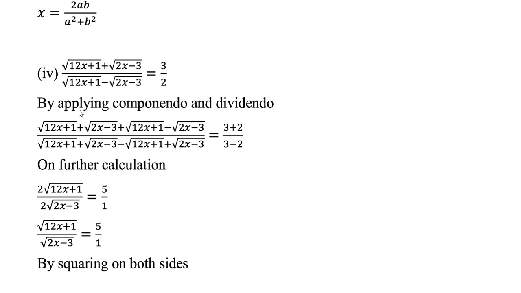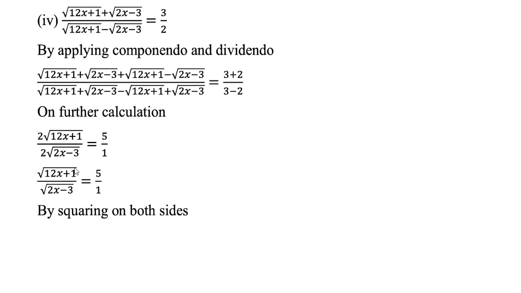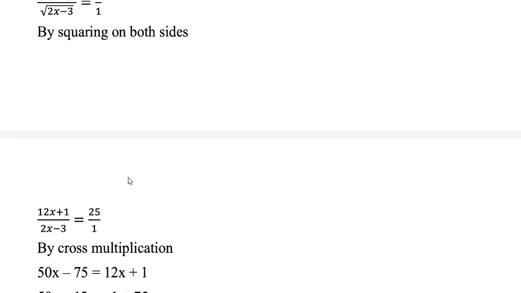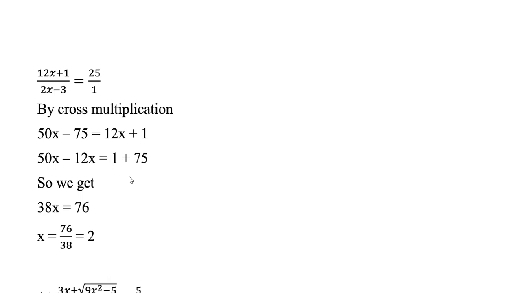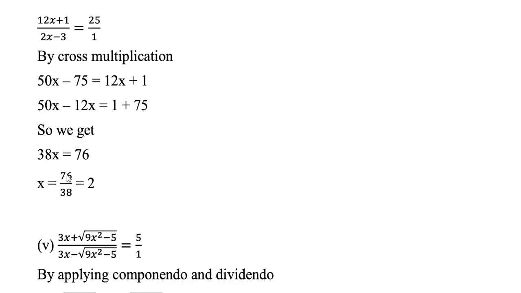Come to problem number 4, that is, this one is equal to 3 by 2. Again apply that componendo and dividendo process. On further calculation, you will get this one equal to 5 by 1. As roots are there on both sides, we have to square both sides so that the roots will automatically vanish. After cross multiplication, you will get x is equal to 76 divided by 38, which is equal to 2.